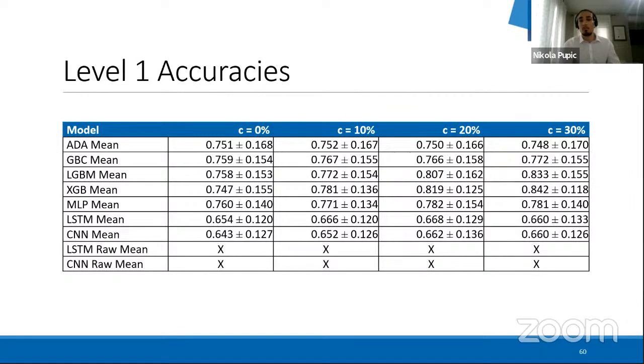So this table here describes the mean accuracies of the level 1 predictions. The first column contains the models I ran, and the other columns represent various test cases where I incorporated a different amount of incremental learning data from 0% to 30%.